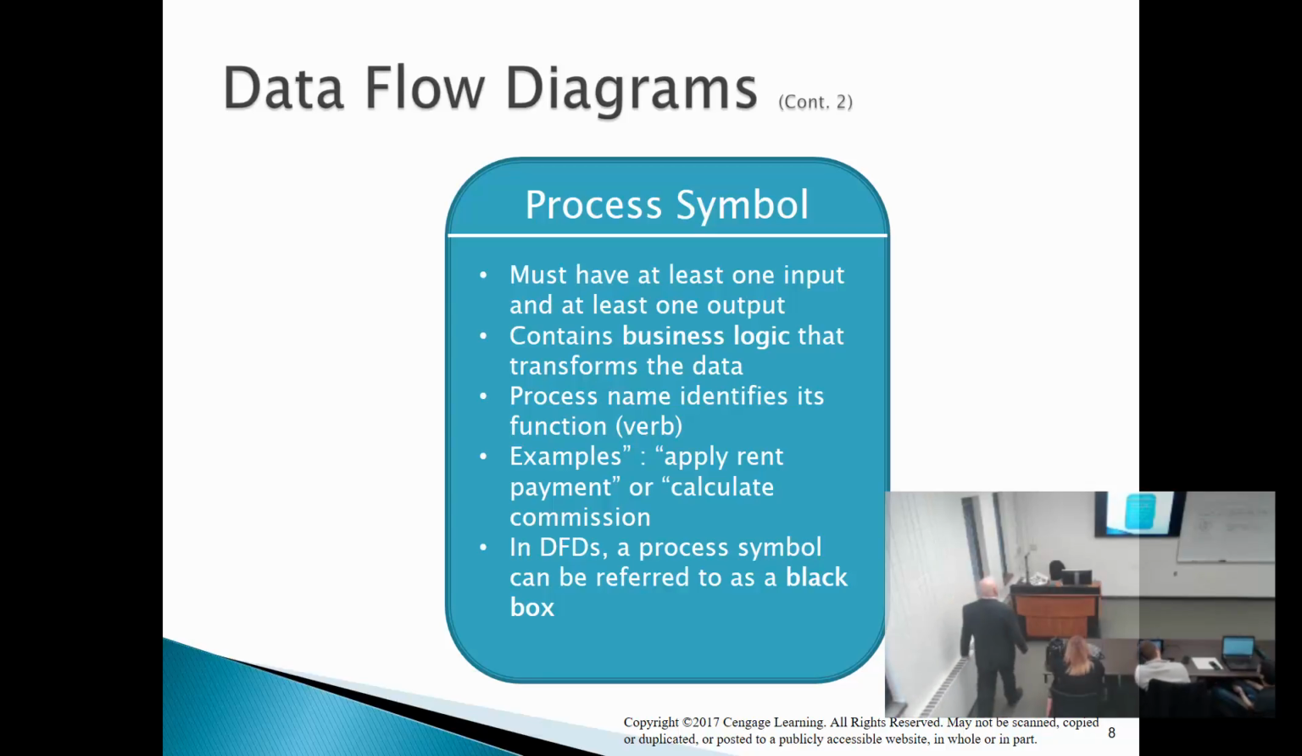Okay, so each process has business logic that transforms data. So the process is the general IPO model, right? Inputs, processes, and outputs. So it has to have an input, it does something to it, and then it has an output. Because if there's not a process, we don't put one there. Now, we identify it with a name, and the name is a verb. So, apply rent payment or calculate commission.